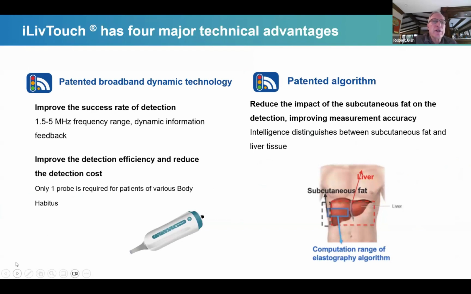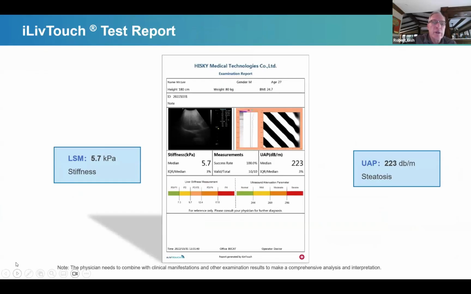Technical advantages are listed here. Broadband dynamic technology. There's a patented algorithm. Of course, the magic word AI always comes into this in terms of what your computer is doing for image processing to give you high quality information. This is what a report looks like.